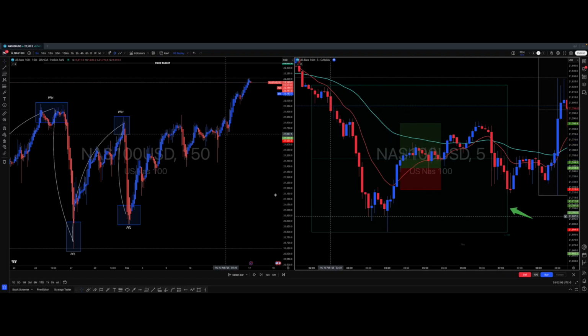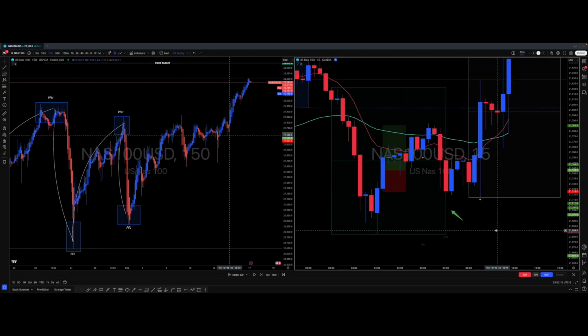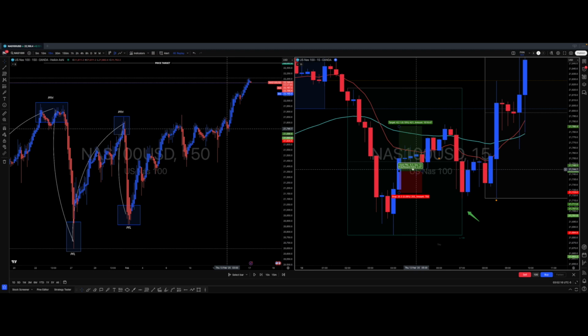Now, if we go back to a 15-minute time frame, what does this look like on a 15-minute time frame? On a 15-minute time frame, this trade is not even viable yet, right? So you can see the difference between a 5 and a 15-minute time frame, where you might be able to make something out of a trade and get in a lot earlier than you would on a 15-minute time frame.